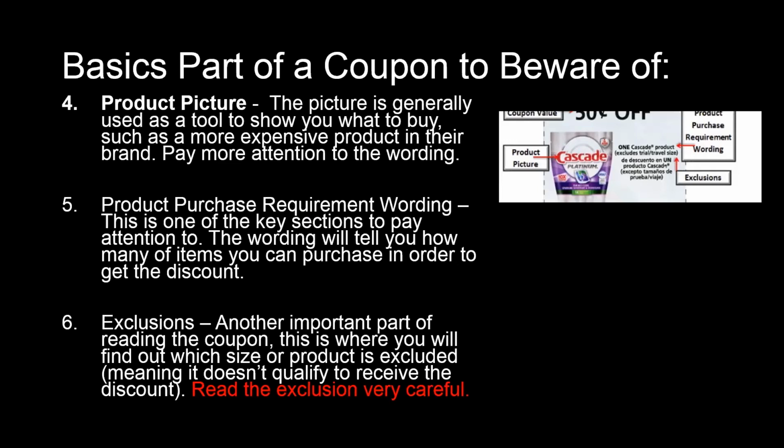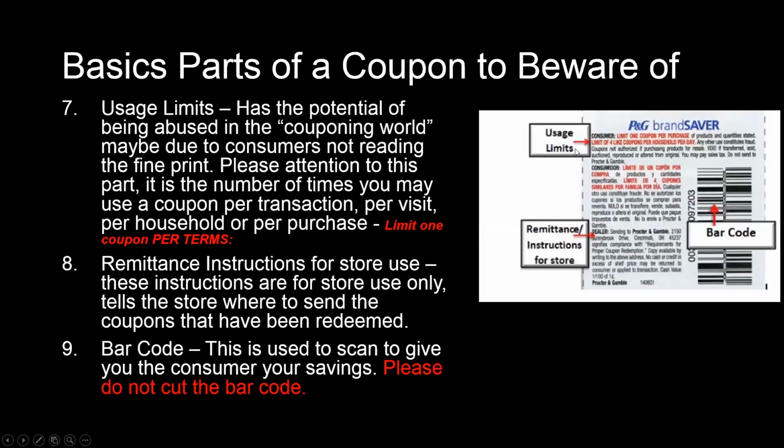Exclusions. Pay attention to your exclusions. It's another important part of reading the coupon. This is where you will find out which size or product is excluded, meaning it doesn't qualify to receive the discount. So read your exclusions very, very carefully, okay? This one said excludes trial/travel size, okay?